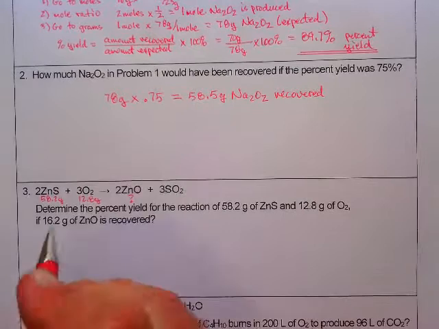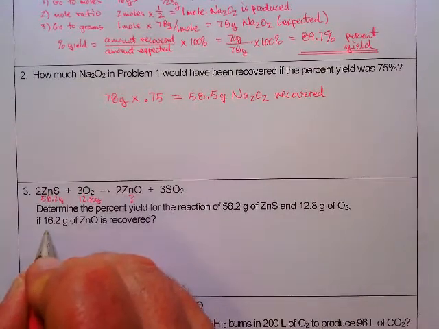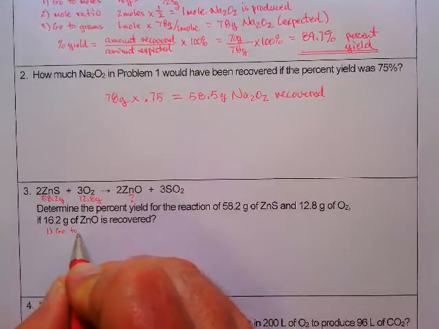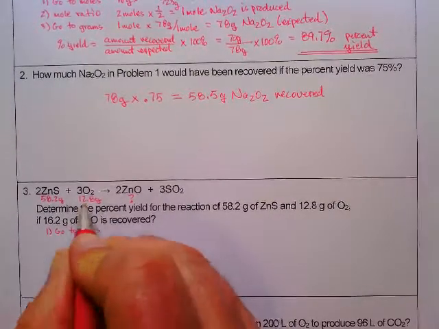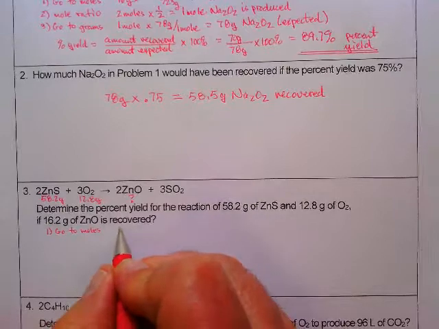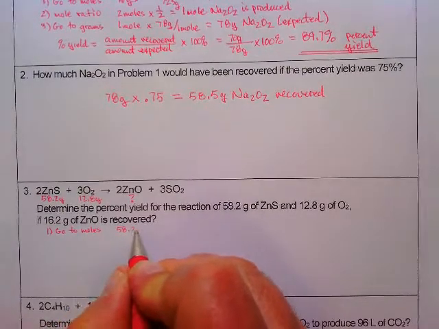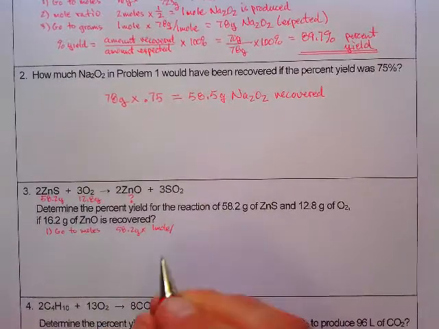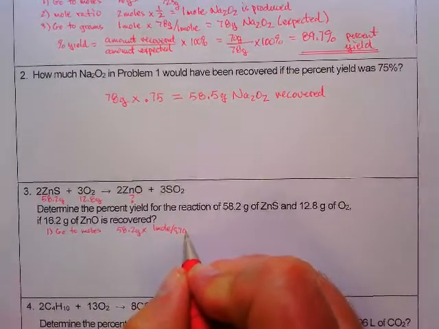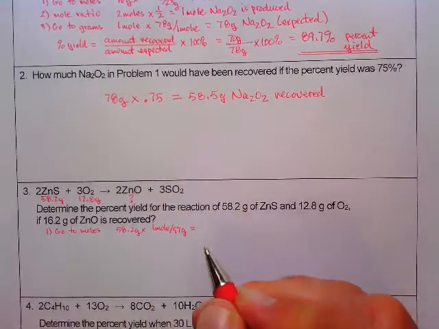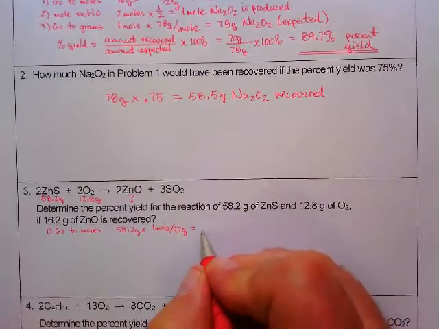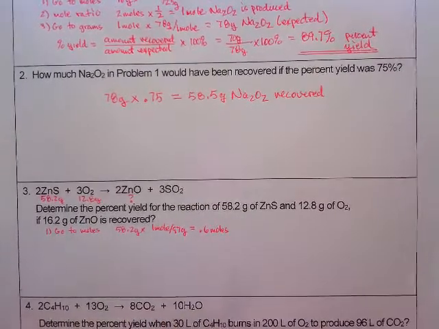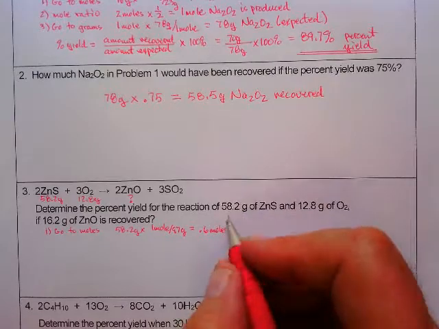So we need to go to our moles. So first off, go to moles for both of them. So the 58.2 grams times 1 mole over 97 grams gives me 0.6 moles of the ZnS.